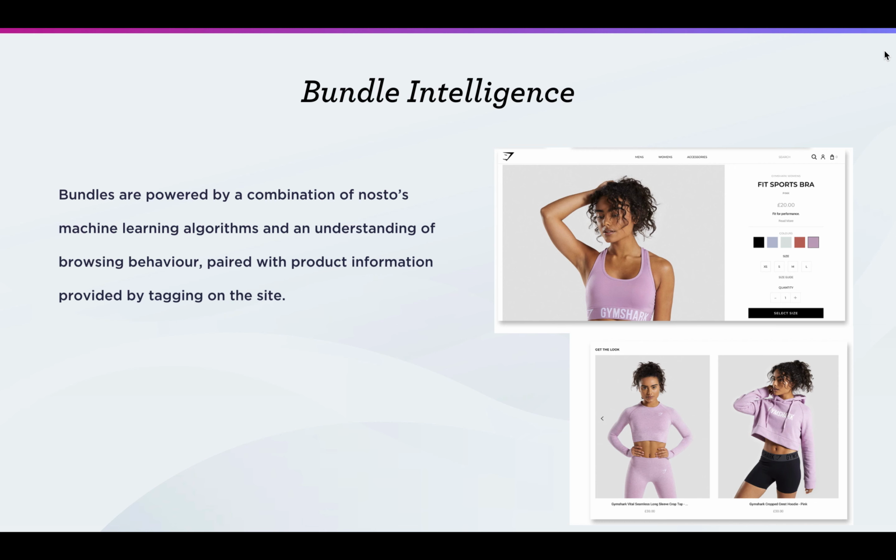So the Gymshark example in particular, they wanted to show the same colour products to the product that the customer is viewing, and the products themselves, so the long-sleeved crop and the hoodie, these are powered by Nosto, looking at which products are bought together with the sports bra.